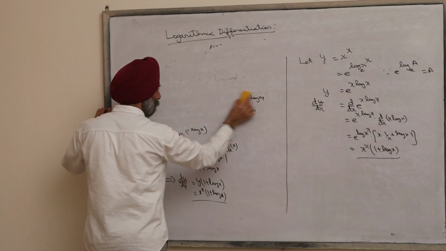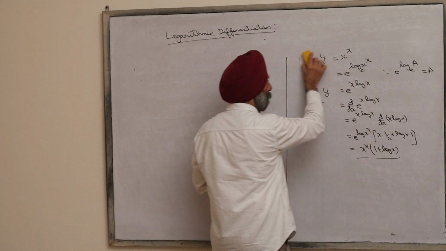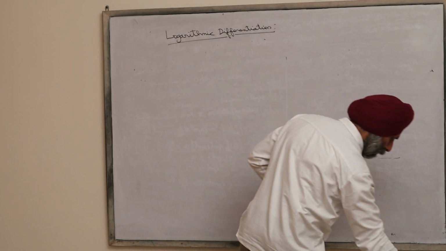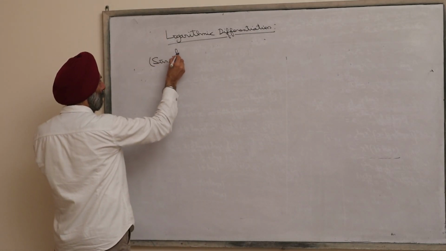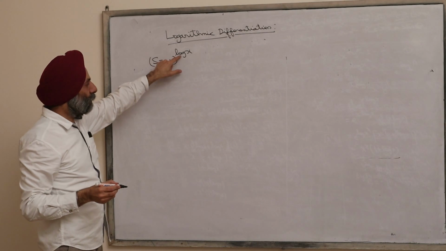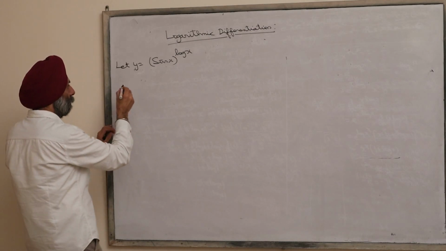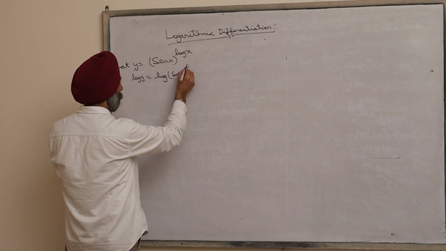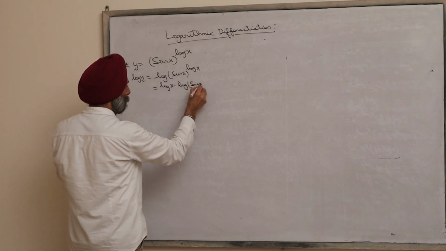Now, next one. Say we want to differentiate sin x raised to power log x. Again you can see that it is variable raised to power variable form, function raised to power function. Always we will let y be equal to this. Now log of y is equal to log of sin x raised to power log x, which can be written as log x into log of sin x.